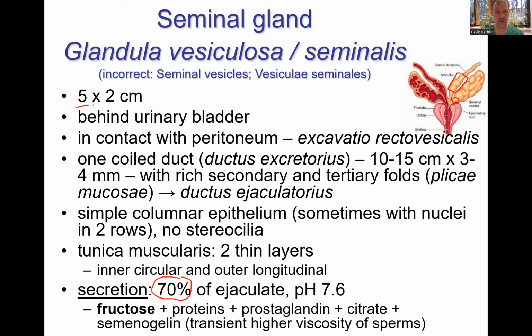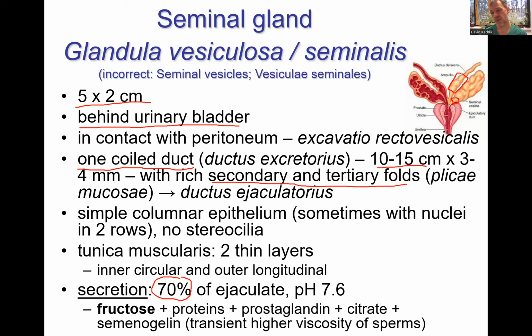The seminal vesicular gland is 5 centimeters long and 2 centimeters wide. It's located behind the urinary bladder, and it's one coiled duct. Many times coiled duct. It's quite long, 15 centimeters long duct. And it's not only coiled, but it also contains 3 generations of folds. So we have primary, secondary, and tertiary folds inside.